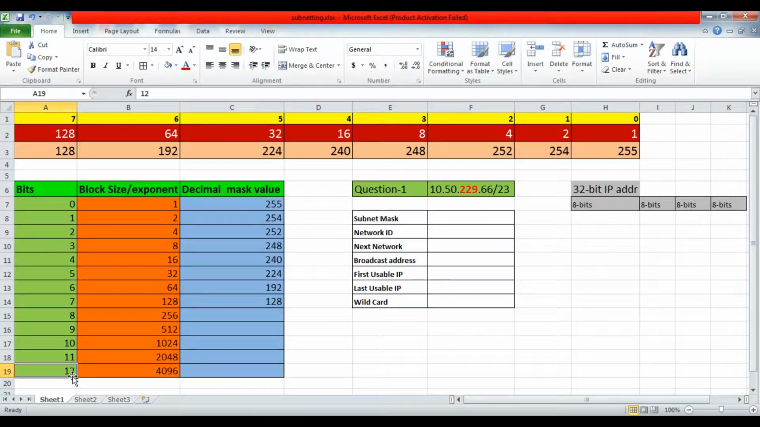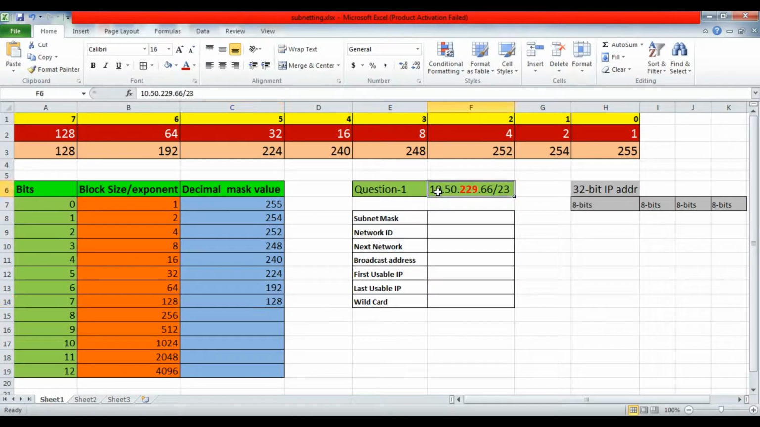You can also extend it to 15 or 20, whatever you like. And in the next column, I have written simply the 2's power. 2's power 0 is 1, power 1 is 2, 2's power 2 is 4, and then in the last we have 2's power 12, which is 4096. In this column, I have written this third row in the reverse order, starting from 255 till 128. Now coming over to the question.